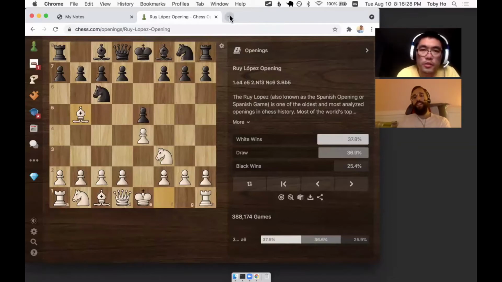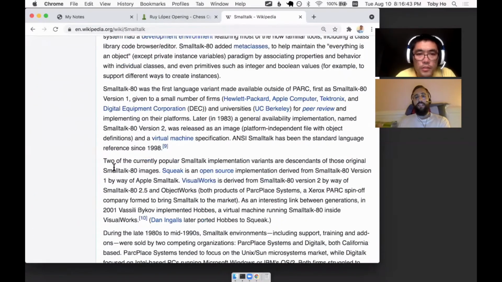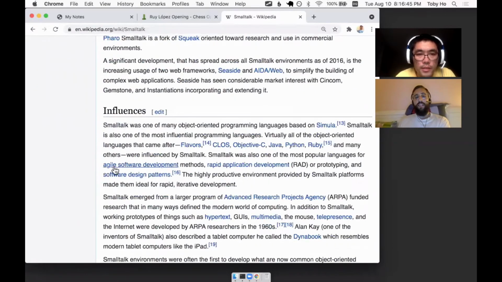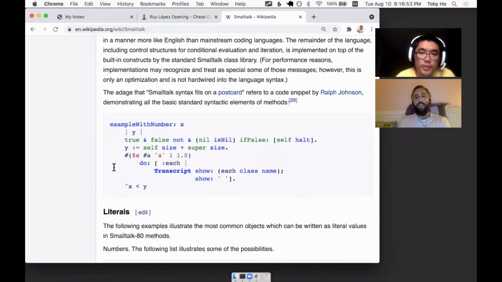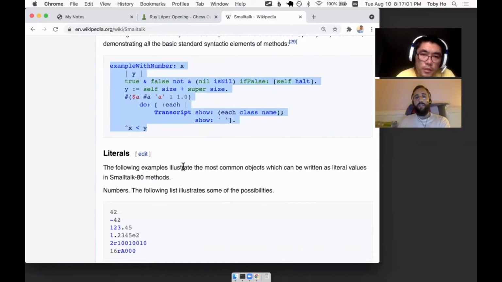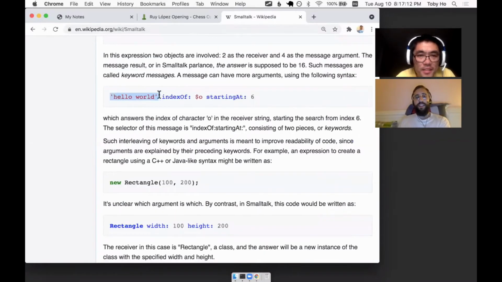Have you ever seen Smalltalk code before? Nowadays, pretty much everybody has gravitated towards this C-like syntax. If it doesn't look like C, people think nobody's going to use it. Maybe that's not the prettiest example. Hello world indexOf: starting at: 6. Whoa, what's going on there?